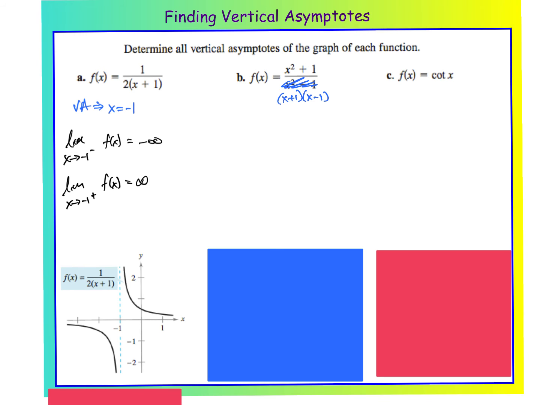All right. So where are my vertical asymptotes at? 1 and negative 1. X equals 1 and x equals negative 1. All right, we'll just deal with one of them. Which one do you want to deal with? Negative 1. Let's do negative 1 then. So now I'm just going to do the limit as x approaches negative 1 from the left. And the limit as x approaches negative 1 from the right.